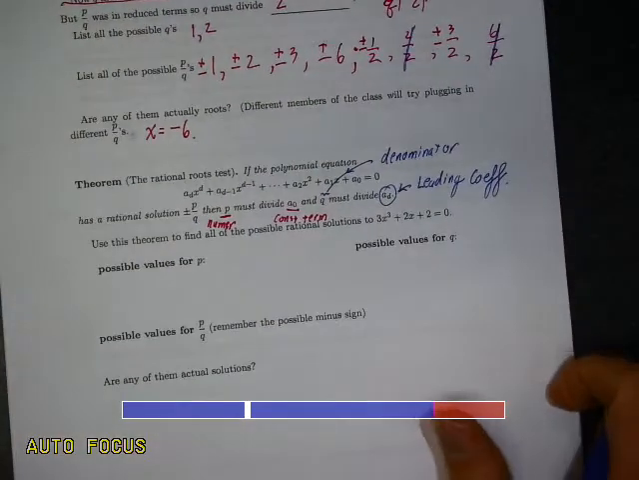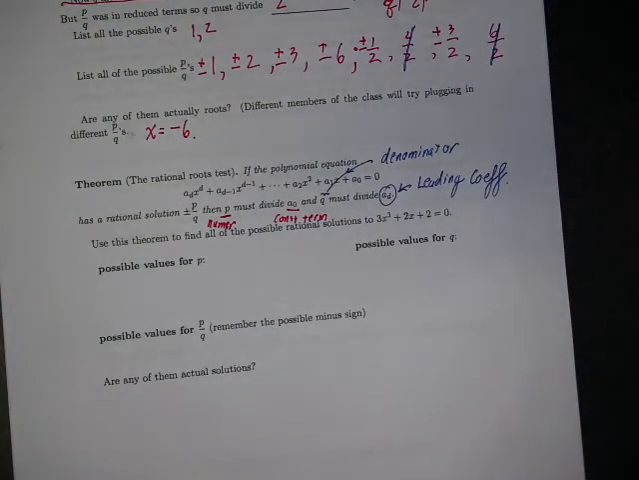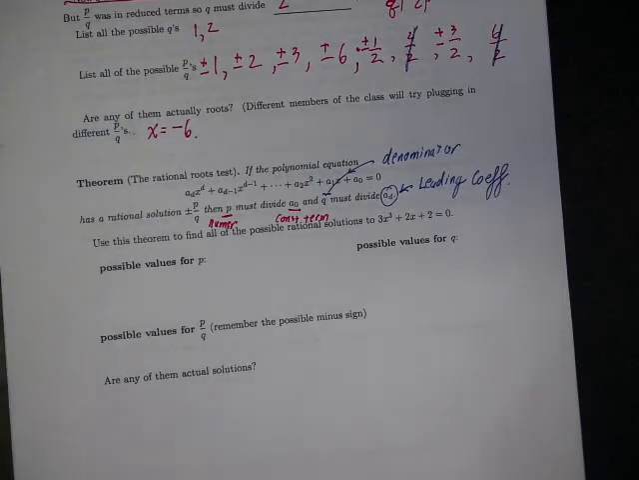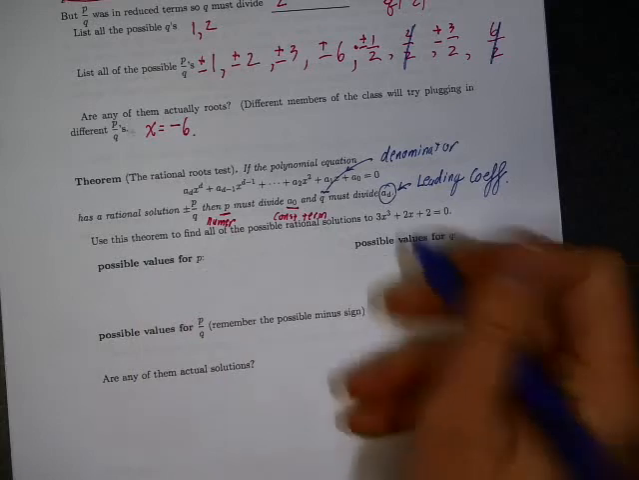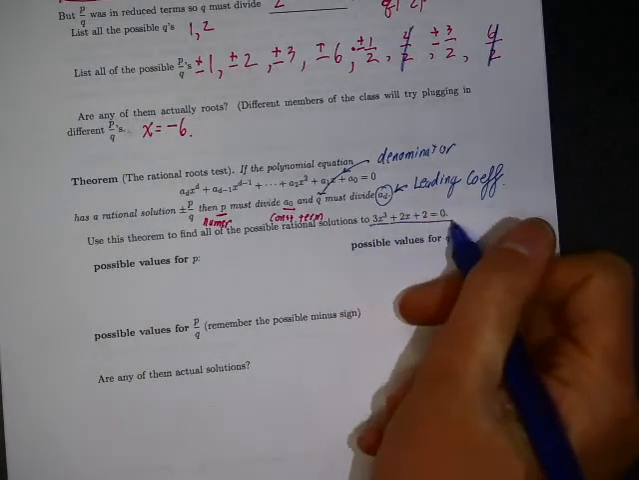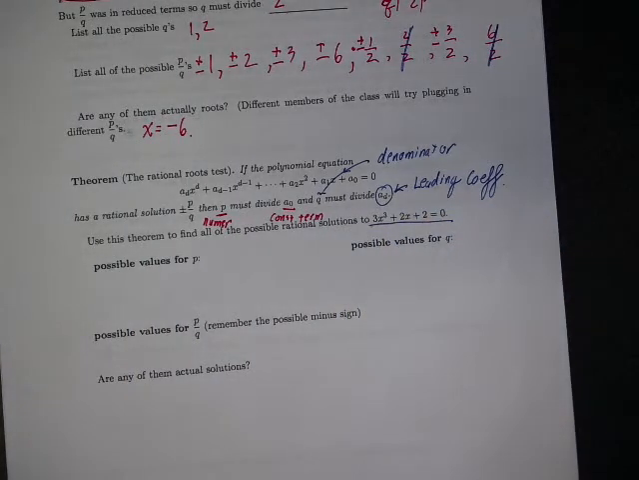How do people feel about that? That's now a tool that we can use. The reason that this tool works is because of exactly that analysis above. But let's just use this tool to find all possible rational solutions to that equation, 3x cubed plus 2x plus 1. So let's just list all the possible values for p, all the possible values for q, and write down the quotient.